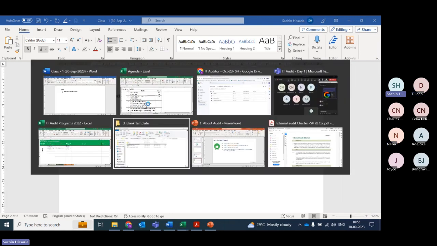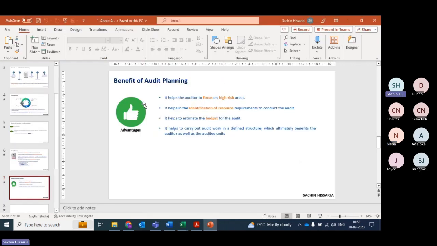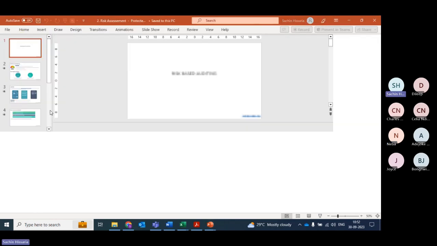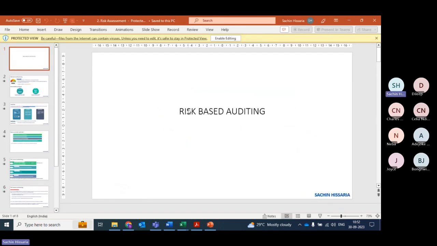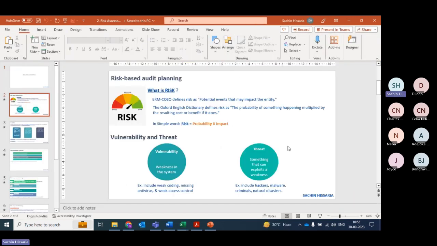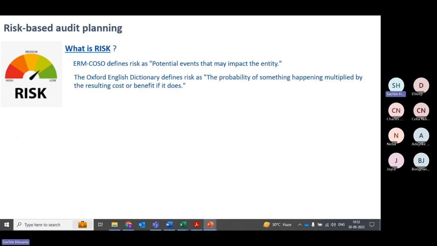You are absolutely right. Now let's discuss some conceptual knowledge about risk, then we will discuss the practical aspect of it as well. So what is a risk? Risk is a potential event that may impact the entity.